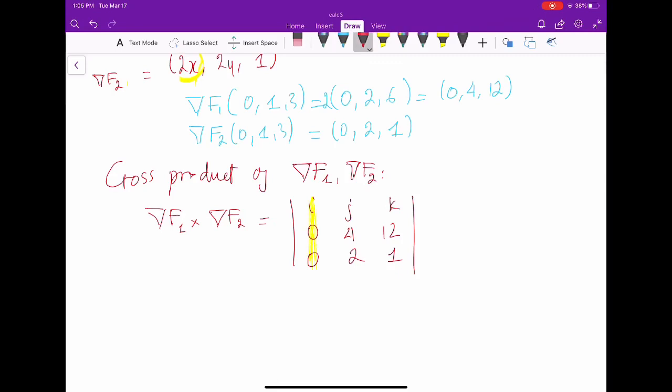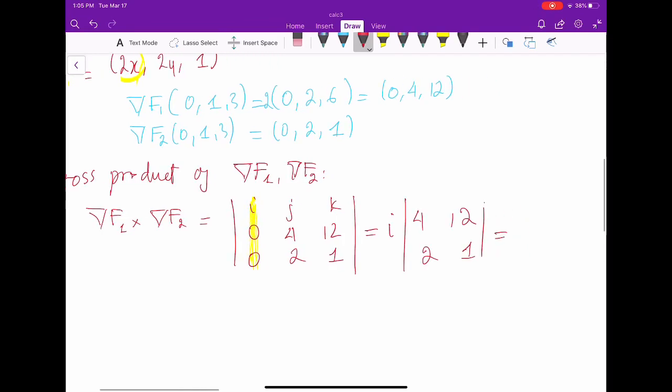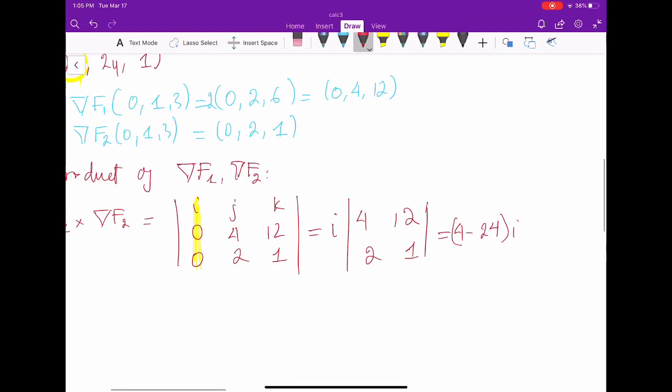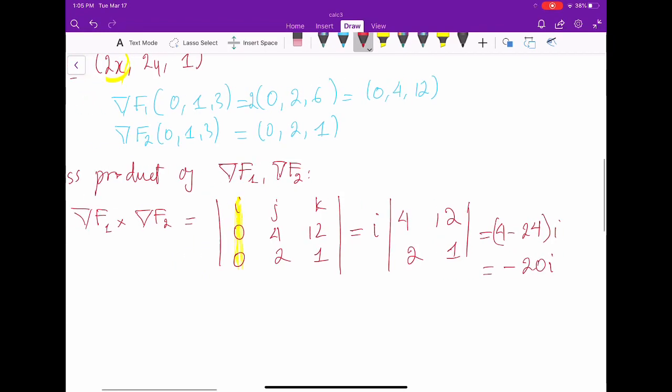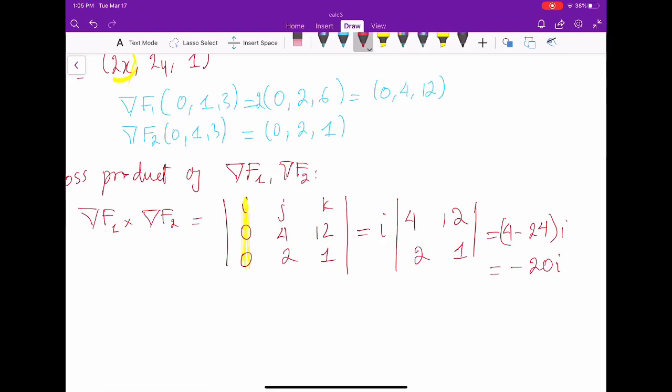So I can write that is just i times the determinant of 4, 12, and 2, 1. And you can find this number, that is just 4 minus 24 times i, which is negative 20i. So you already have the direction vector of the tangent line. This is nothing but negative 20, 0, and then 0.